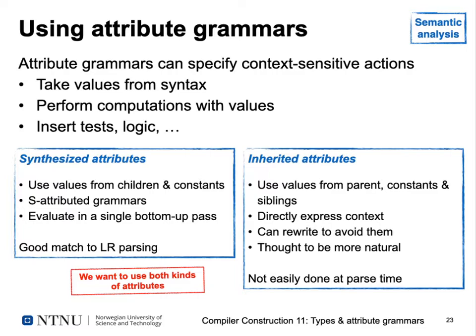Now, inherited attributes make life a bit more difficult, so we can try to rewrite them to avoid them. They're thought to be more natural, but it's not that easy to work with inherited attributes at parse time. Nevertheless, we want to use both kinds of attributes to be as flexible as possible, if this is feasible.